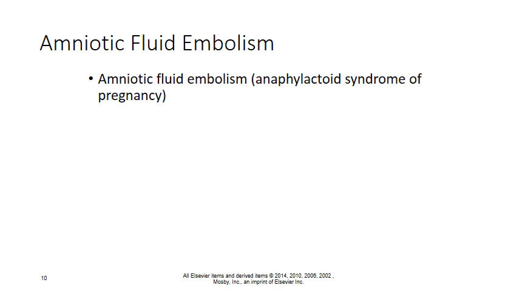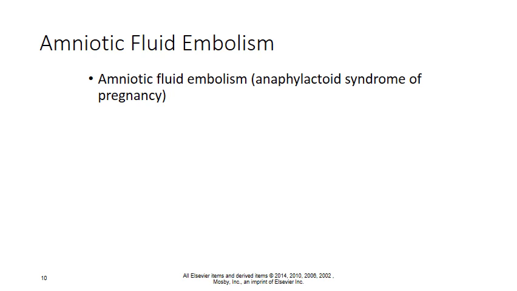Amniotic fluid embolism, which we now call anaphylactoid syndrome of pregnancy, is a life-threatening condition where a small amount of amniotic fluid enters the maternal circulation through a small tear in the chorion and then potentially travels to the lungs. Fluid embolism usually occurs during labor, but it can occur during a spontaneous abortion, it can occur during an abdominal trauma, an amnioinfusion.